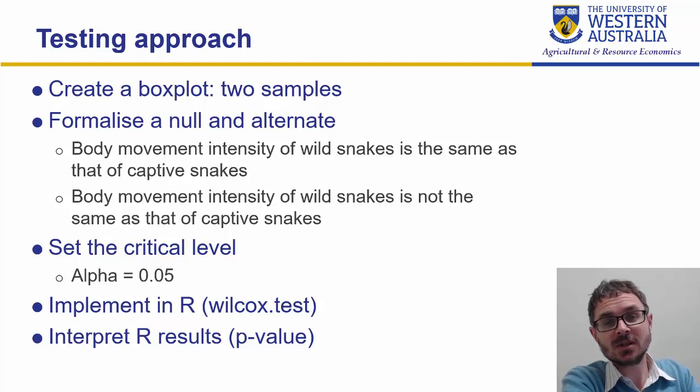And the reason we want to know that, remember, is that we want to understand whether we can use the captive snakes to draw inferences, probably about the way maybe movement changes with temperature, that kind of thing. Okay, we're going to implement our non-parametric test in R, and we're going to interpret the p-values.